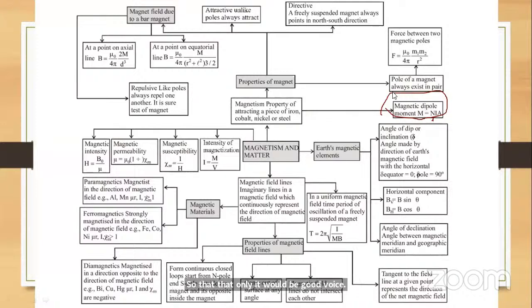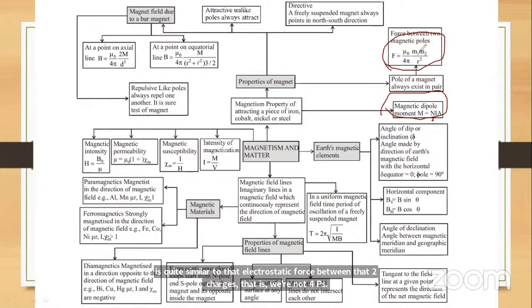Fine, students. You'll observe that there will be a force of attraction between the poles of the magnet. How much force is there? How are you going to calculate that? So we'll use this formula: F is equal to mu naught by 4 pi, m1 m2 by r square. It is quite similar to the electrostatic force between two charges, that is 1 over 4 pi epsilon naught, q1 q2 by r square.